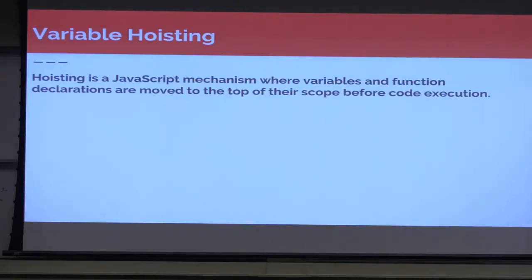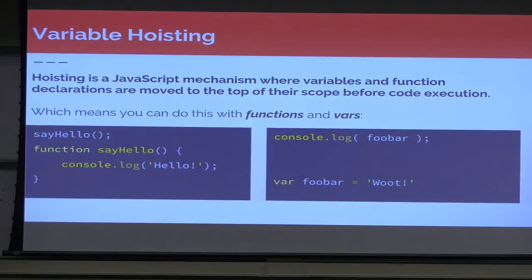Variable hoisting. This is where it kind of gets hairy. Hoisting is a JavaScript mechanism where variables and functions get pulled up to the top of their scope before code execution. That means you can do this with functions and vars. I can run this function before it actually gets defined, because at runtime that function is brought up to the top before it even gets called. Same thing over here. What actually happens with vars is that if we do a console log of foobar, we're going to get undefined. When you instantiate a variable with var, it hoists it up to the top and sets its value and its type equal to undefined. Then finally, when it gets down to the assignment, that's when it's actually assigned.